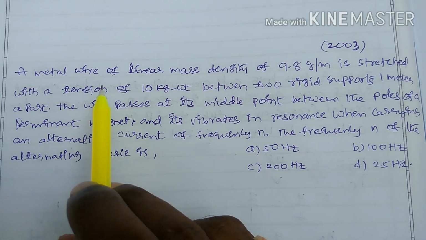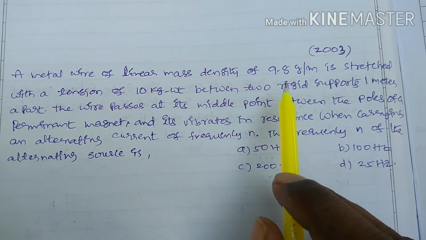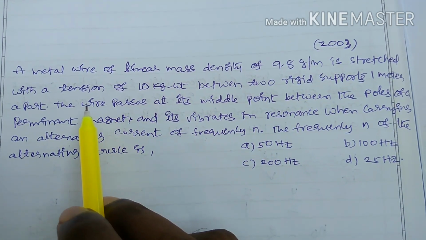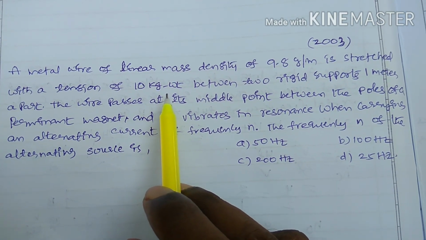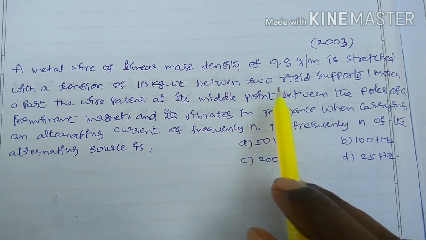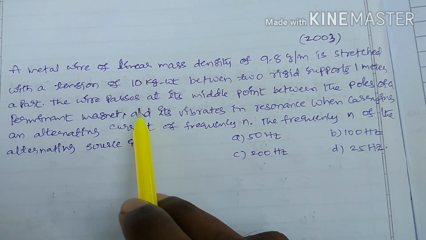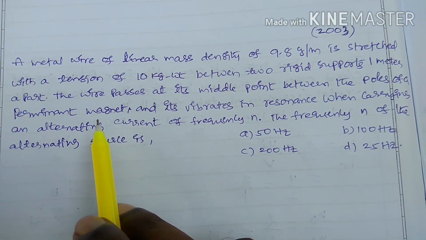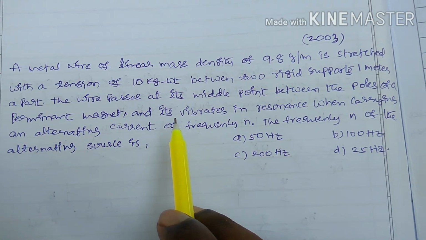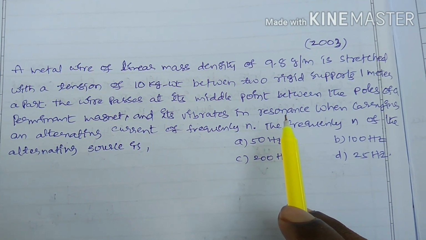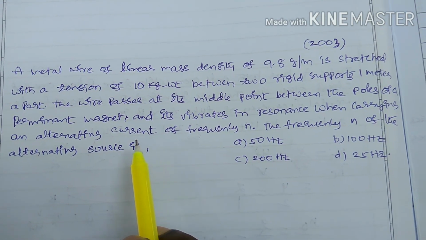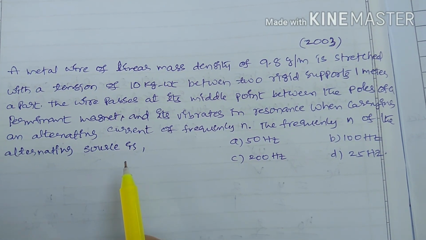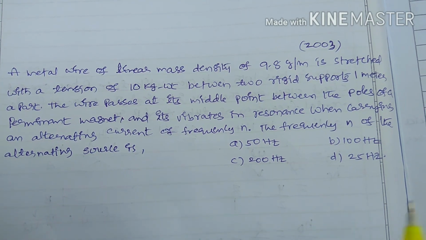So here is the next question. A metal wire of linear mass density 9.8 gram per meter is stretched with a tension of 10 kilogram weight between two rigid supports 1 meter apart. The wire passes at its middle point between the poles of a permanent magnet, and it vibrates in resonance when carrying an alternating current of frequency n. The frequency n of the alternating source is.